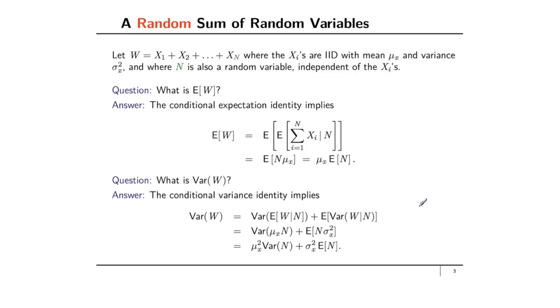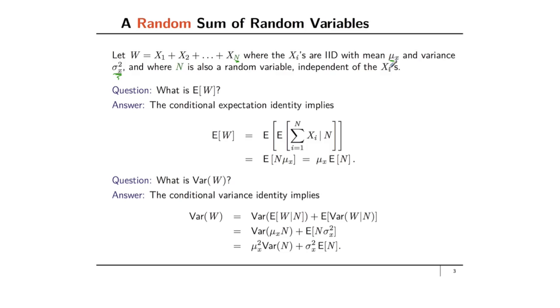So we'll see one application here. We want to compute a random sum of random variables. In particular, we're going to let w be equal to x1 plus x2 and so on up to xn, where the xi's are iid with mean mu x and variance sigma x squared, but where n is also a random variable, and this random variable is assumed to be independent of the xi's. So the question that arises is the following. What is the expected value of w?